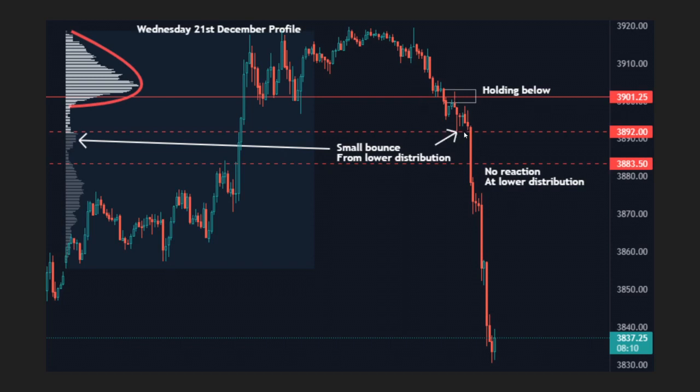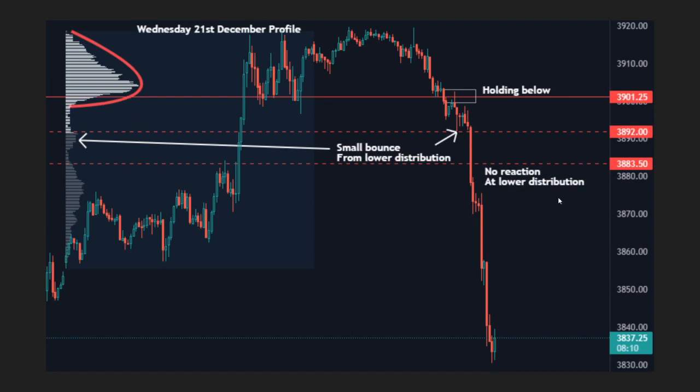As I said, there is a small bounce from this lower distribution, around 7.5 points. I wouldn't have taken this, largely because I don't like taking these bounces, as I outlined previously. They tend to be a bit riskier than the main trade that I've stated here.